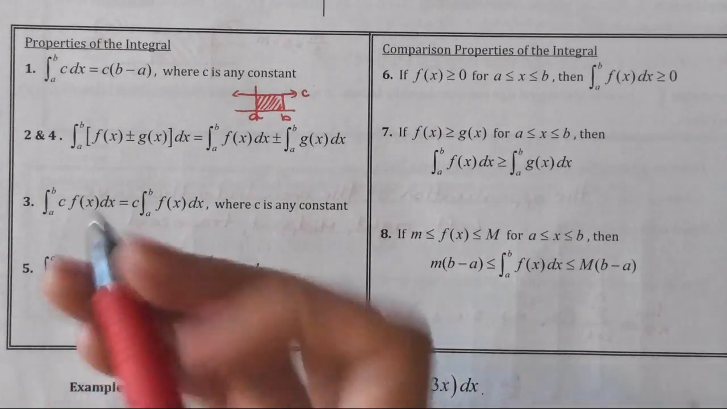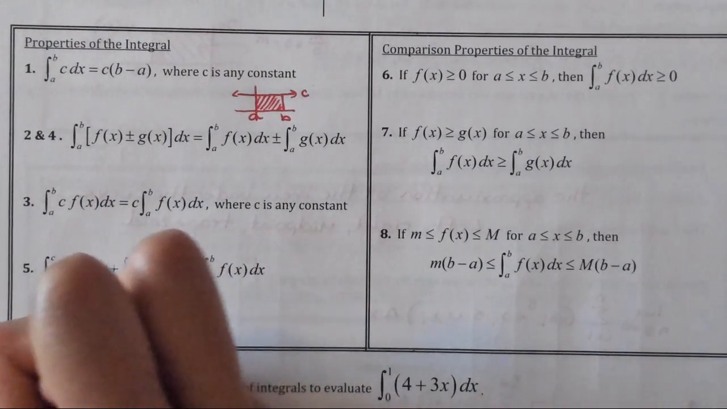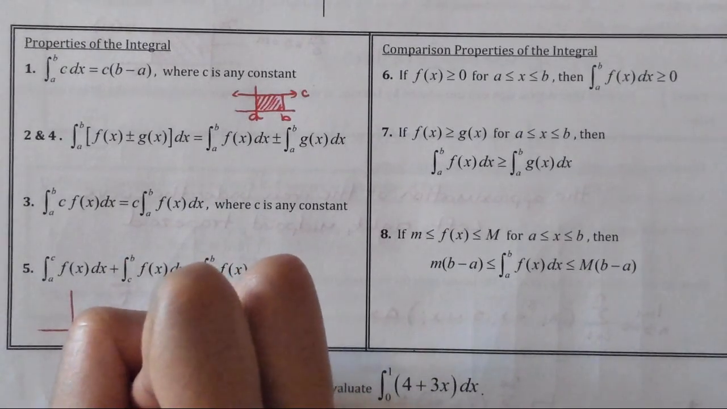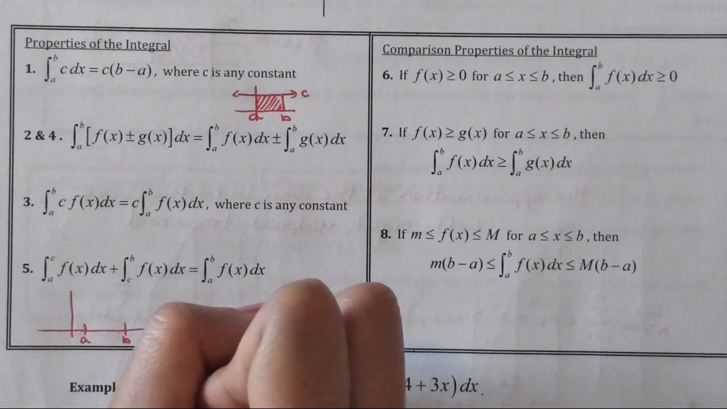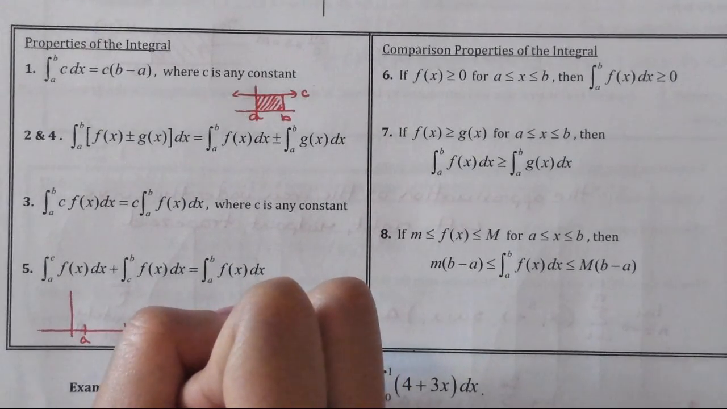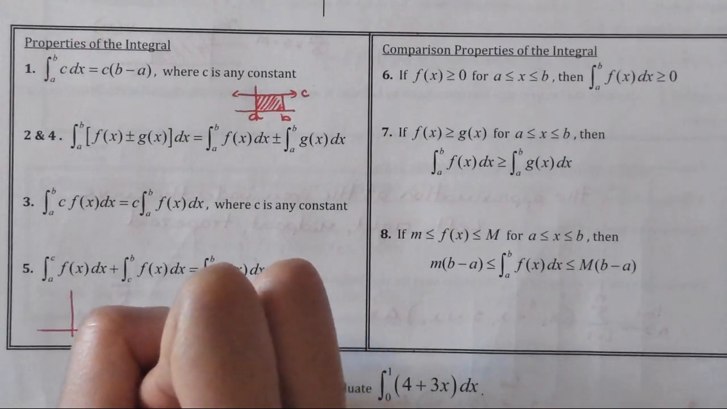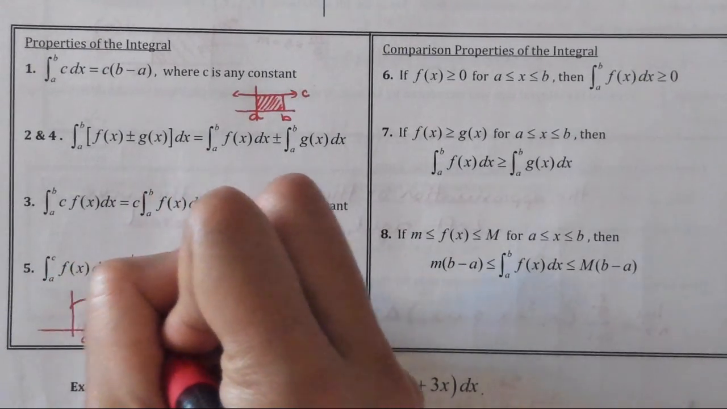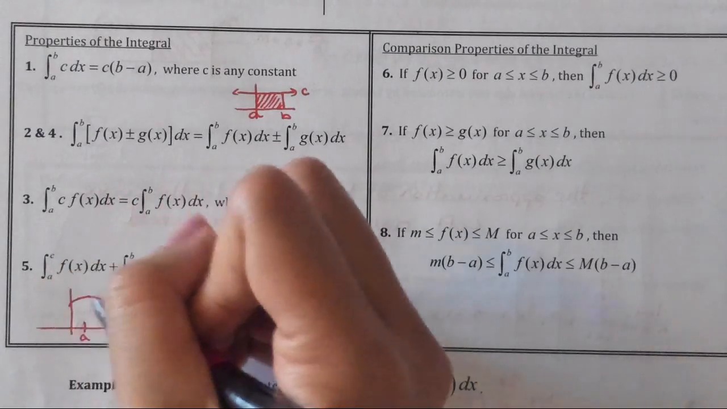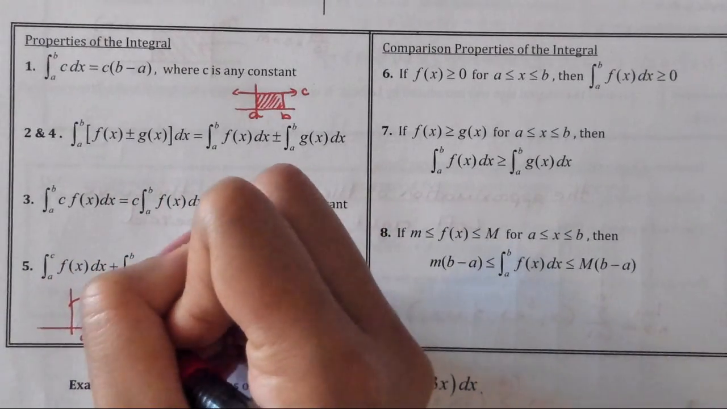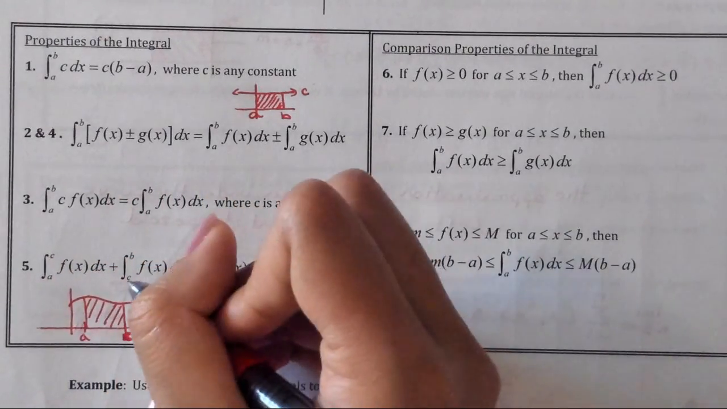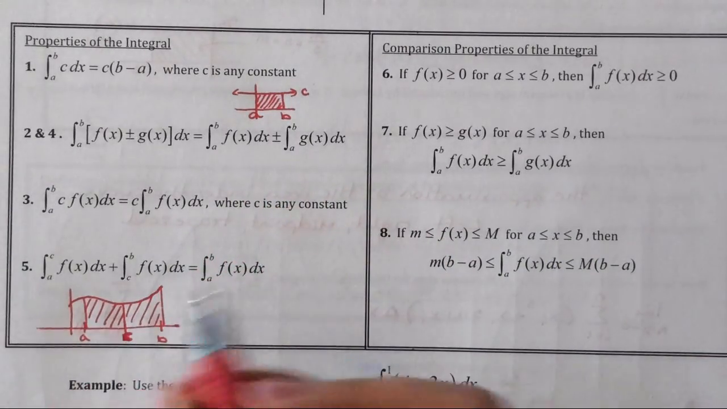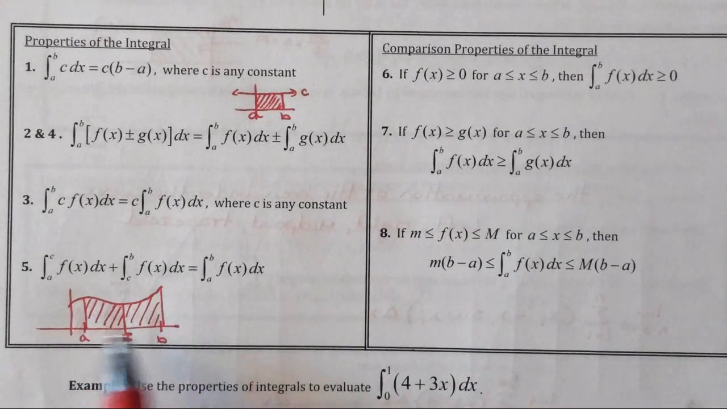If you have the integral from A to C, so think about area. Let's say I have A, B, and let me make this C: A, C, and B. If I have the integral from A to C, that's from here to here, plus the integral from C to B, that should equal the area from A to B, right?